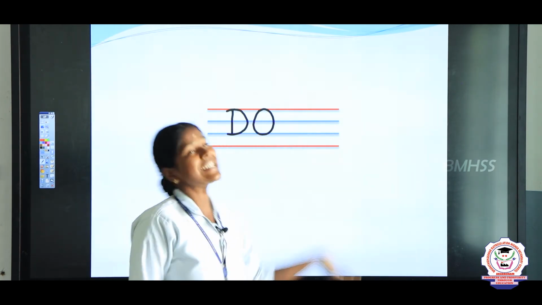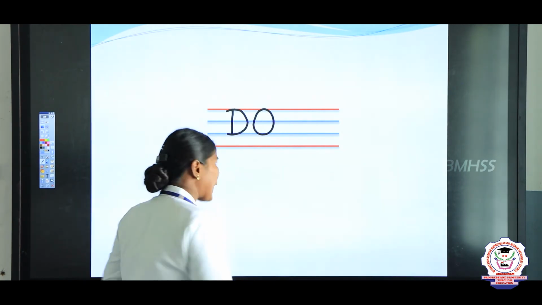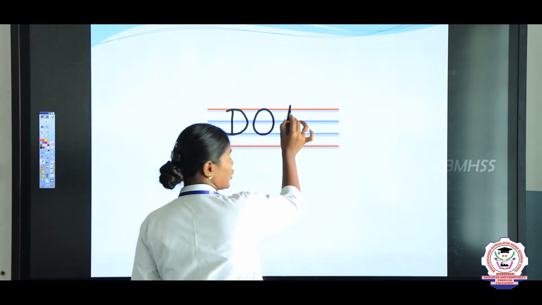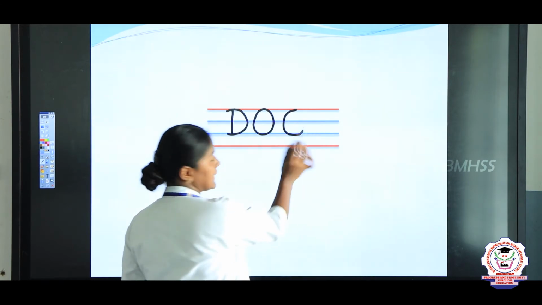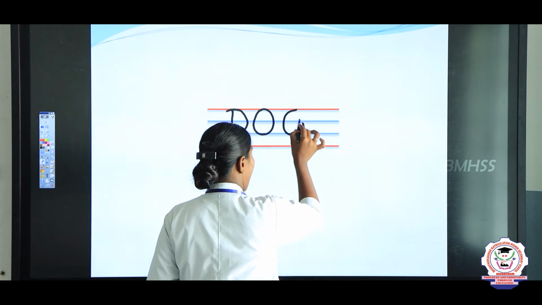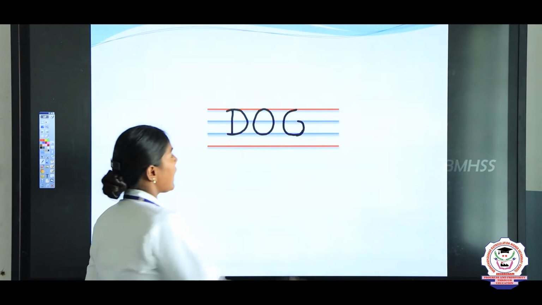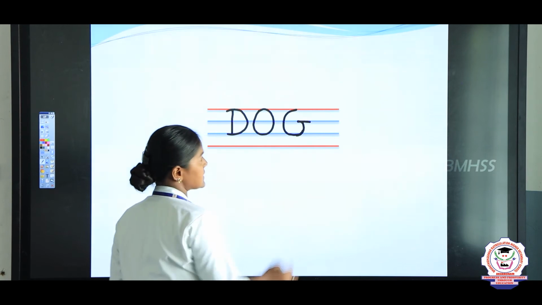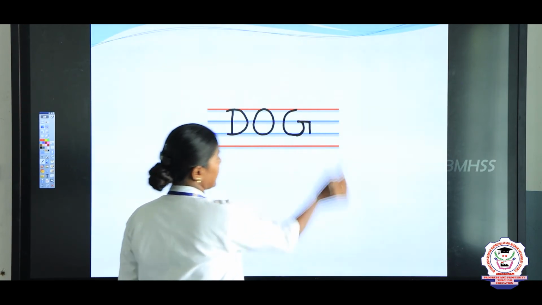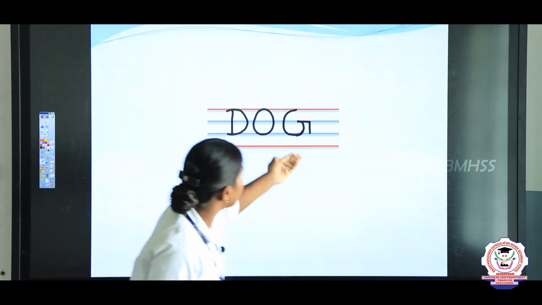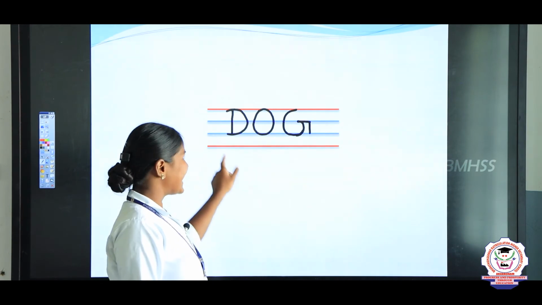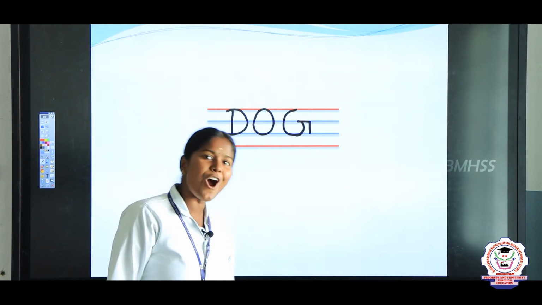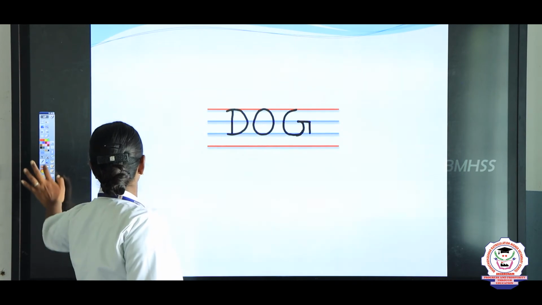Then the next letter of dog is G. To write G, first touch the top pink line and draw one right open curve like this till the bottom blue line and just go up and touch the top blue line and there draw one sleeping line like this and the end of this draw one standing line till the bottom blue line. This is the letter G. D O G. Dog. Super, Gayatri.